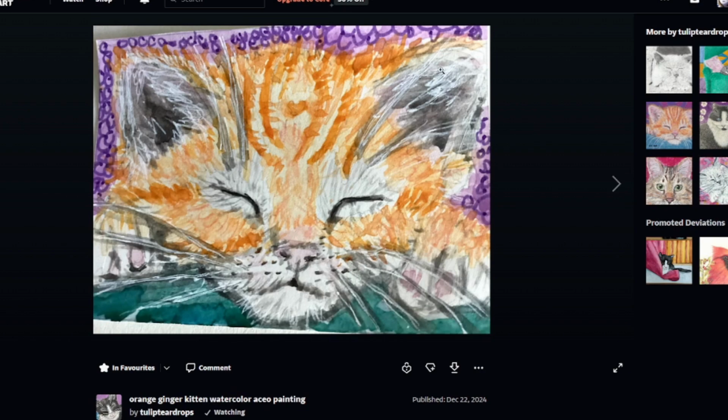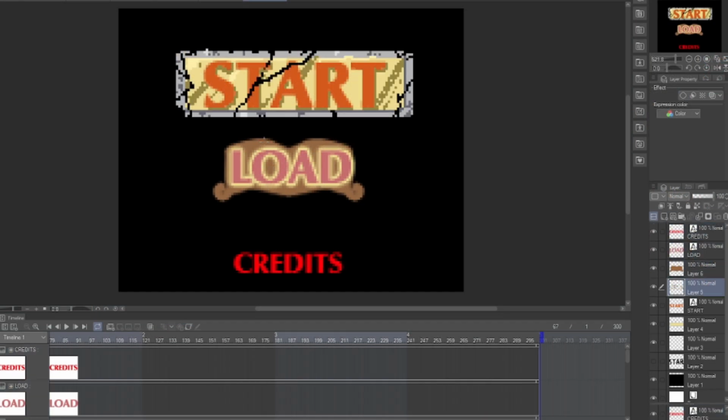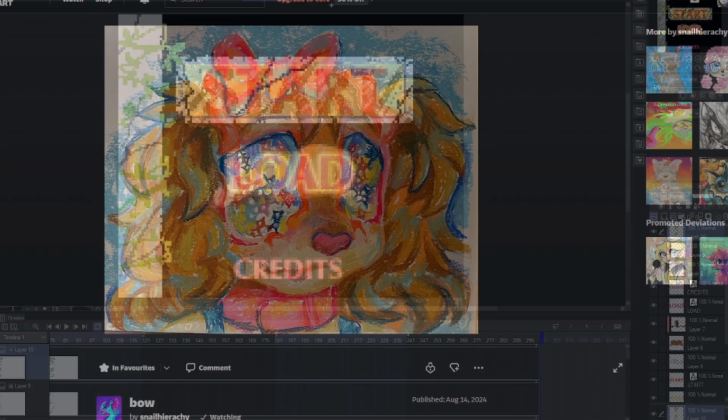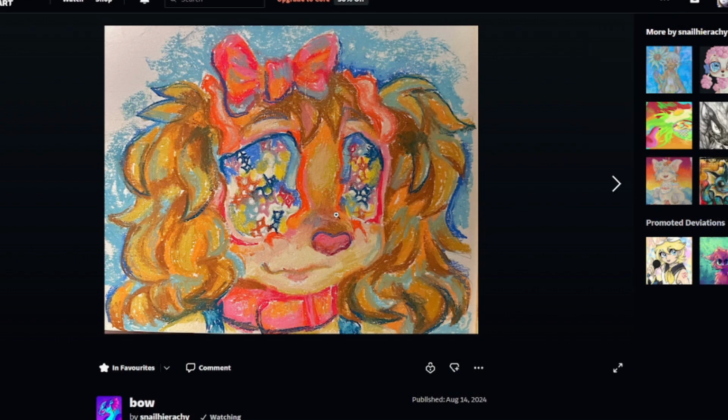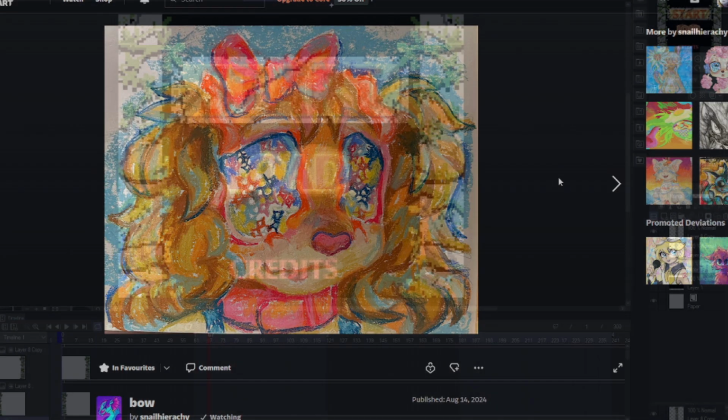Orange Ginger Kitten Watercolor painting by Tulpeta Arderops. I have been following this person for a long time, but these cat heads have so much personality. With time, these cat portraits become more and more impressive. Bow by Snail Hierarchy. Oh, what's going on here? It's a colorful feast. It tastes like cotton candy. I am melting. Okay, that's it.